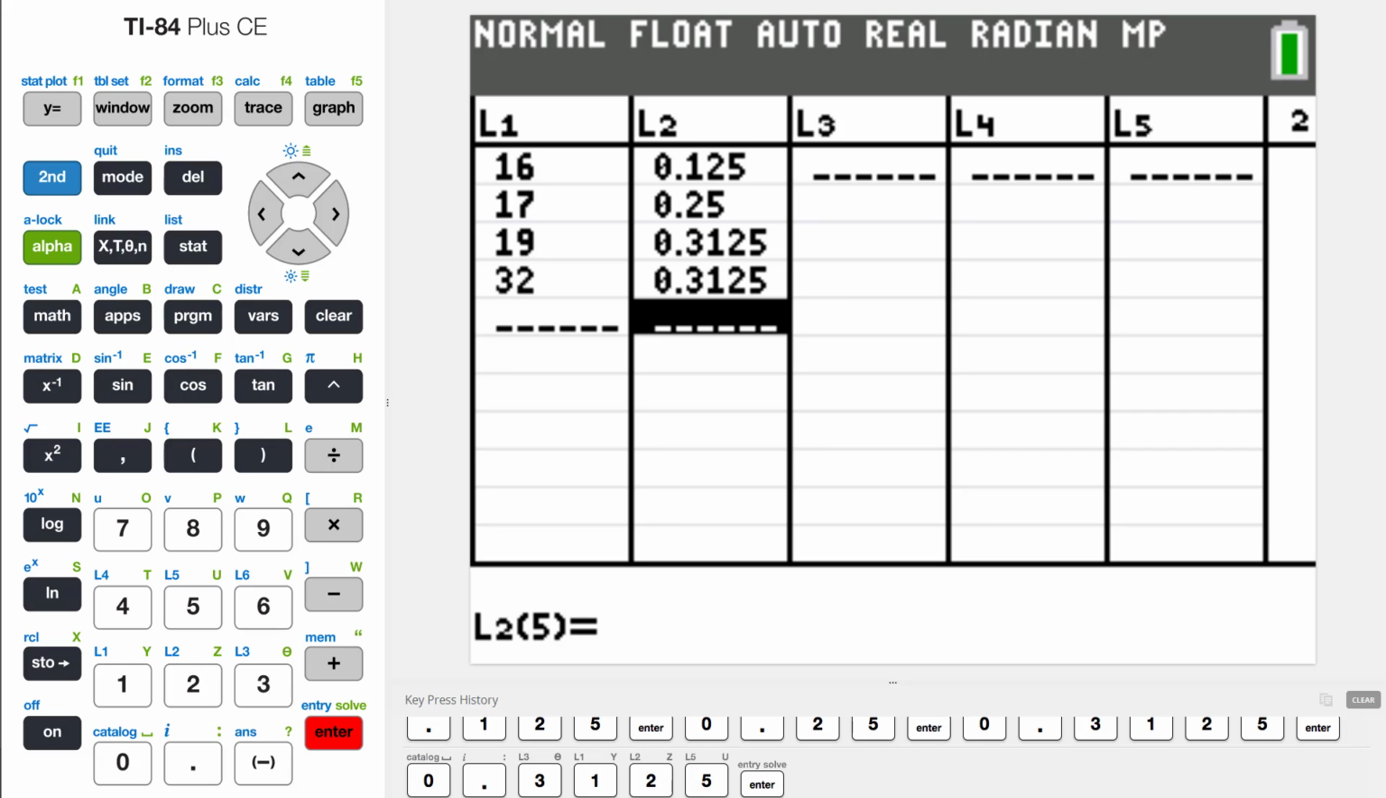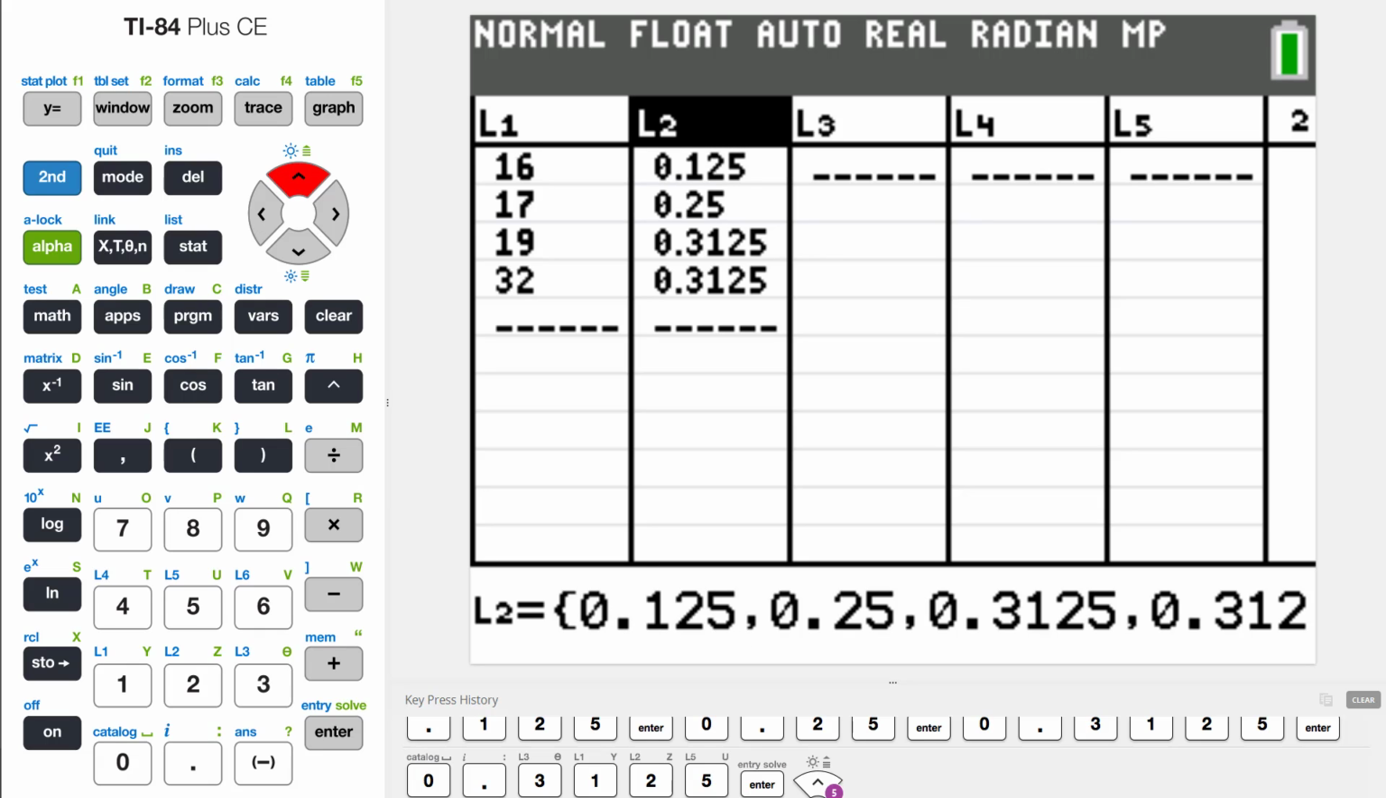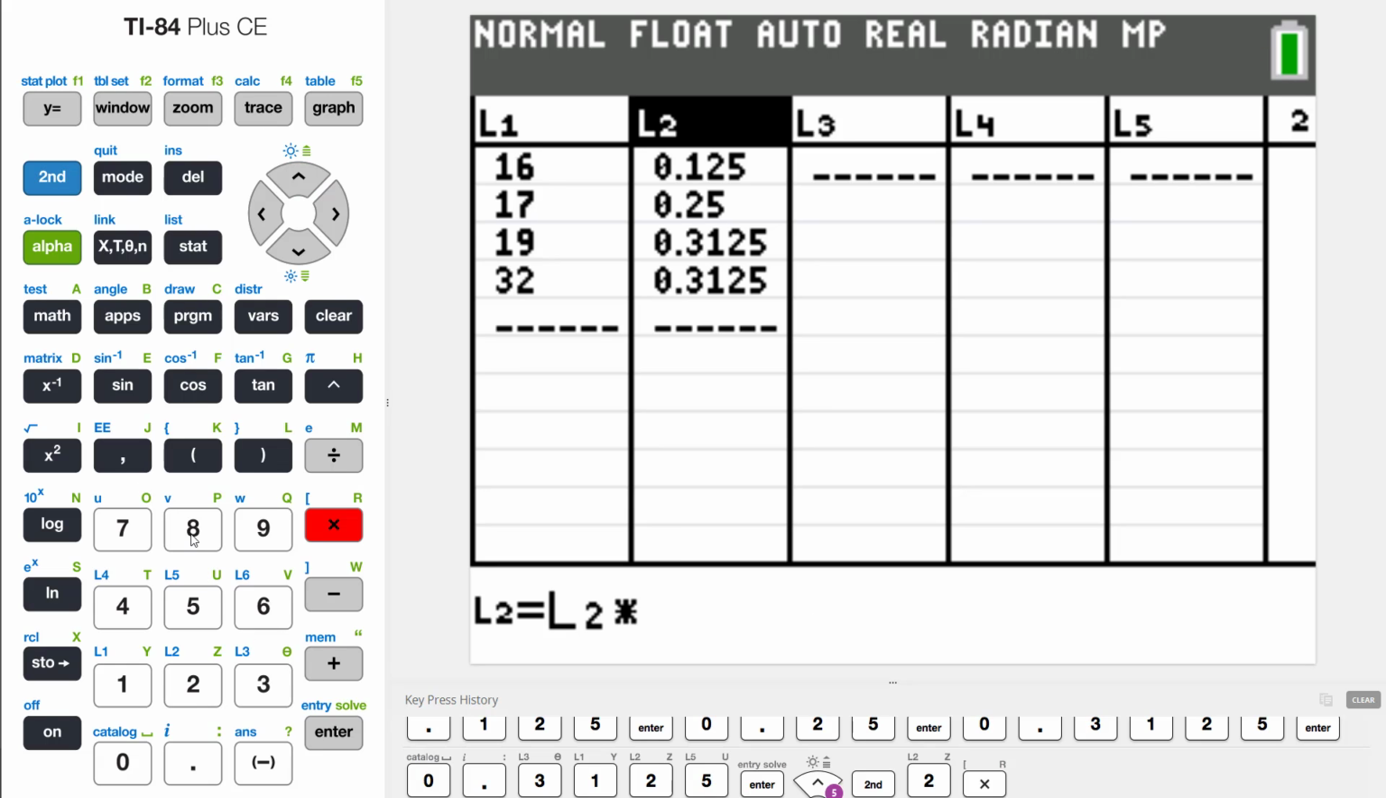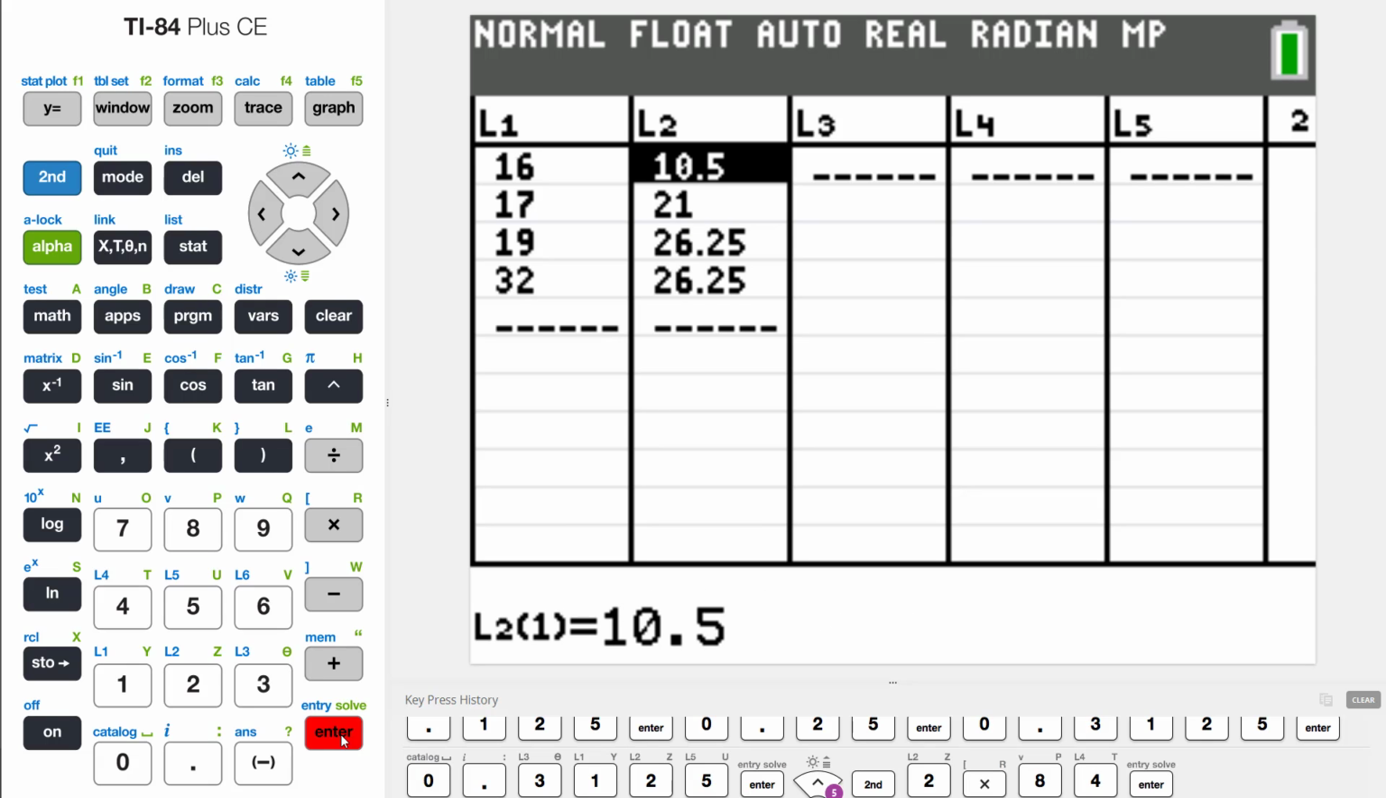Now, as you can see here, I've got everything keyed in as I said. So I have my observed counts in list 1, and I have my probability in list 2. I'm going to convert list 2 to mesh with the sample size of 84 as follows. So you go up to the top of list 2 and make sure that's lit up. And then you're going to take list 2 and you're going to multiply by 84. And so now you have your counts.